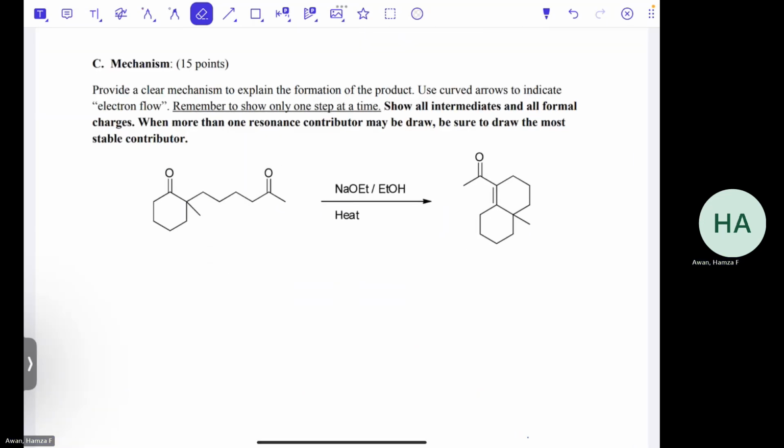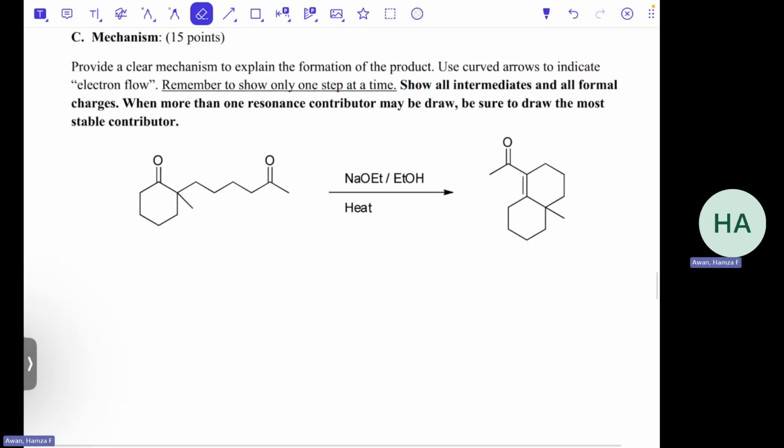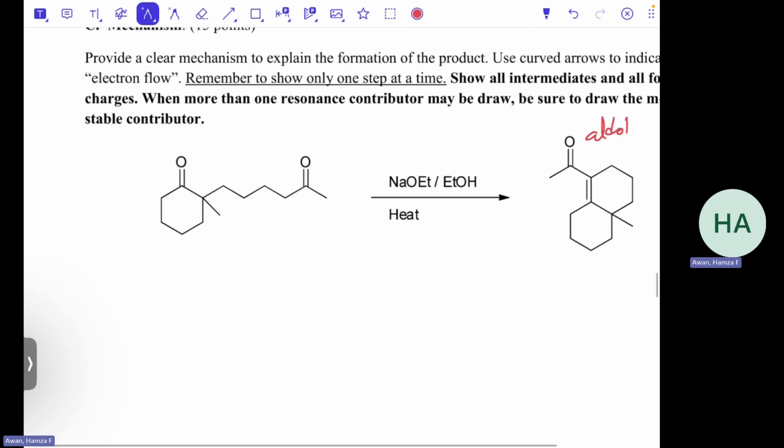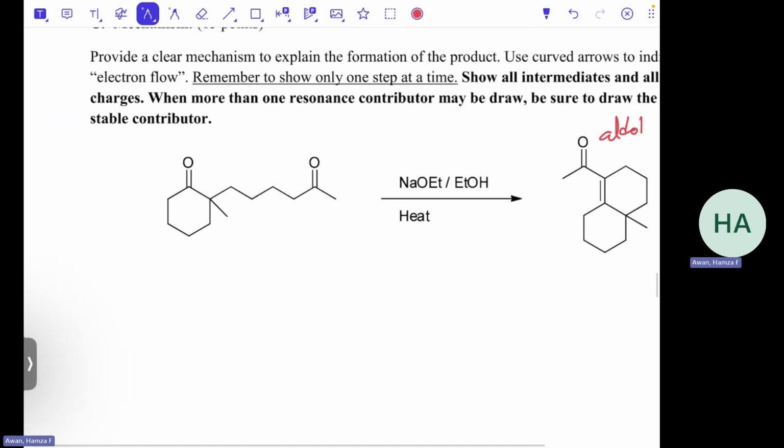So in this one, it's asking us to provide a clear mechanism, from this long chain diketone into this ketone with the alkene beside it. So this is an aldol product. Whenever we have a ketone and a substituted double bond, this is called an aldol. And so what we have here is an intramolecular aldol.